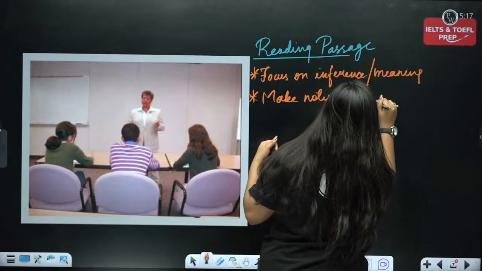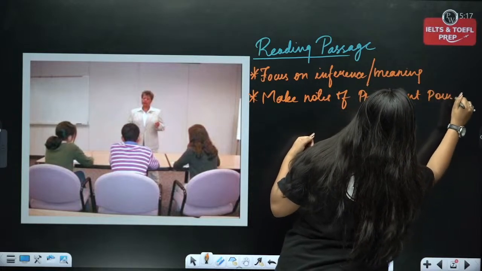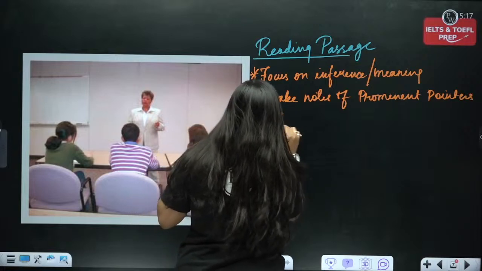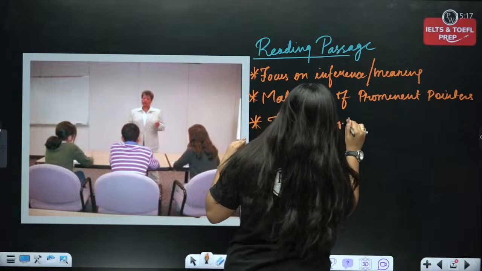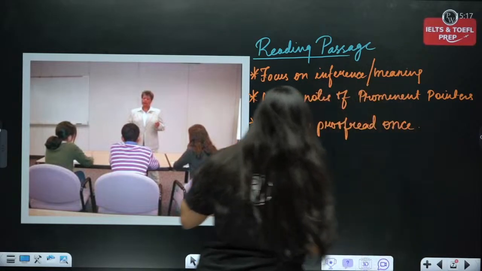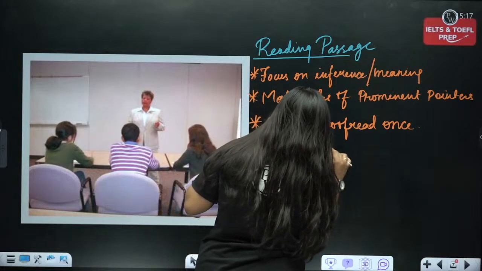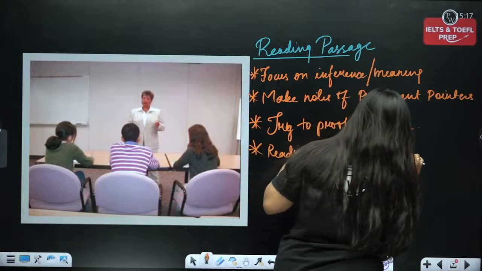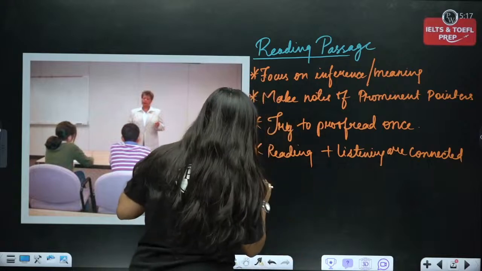of prominent pointers. Okay. What else? Try to proofread once. Okay. One more thing. Reading and listening are connected. So make sure you don't skip any of the things.